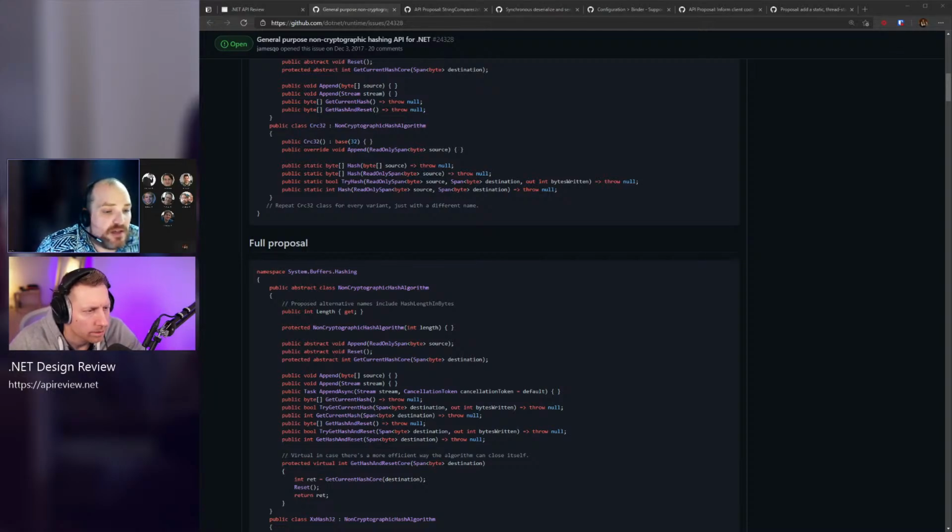And so then there's the three abstract methods: append, a read-only span of bytes, abstract reset, and abstract get current hash core, which again, without resetting yourself, gives the hash as if we called get hash and reset. And then at the bottom of the class in the full proposal, there's get hash and reset core, which is virtual to do the obvious thing, but I imagine most algorithms can implement that more optimally because then they can avoid cloning their state.